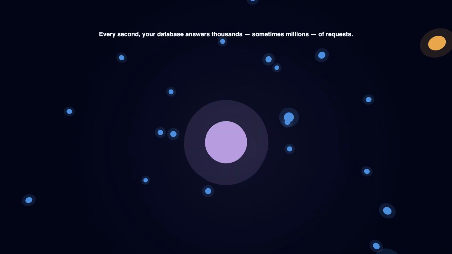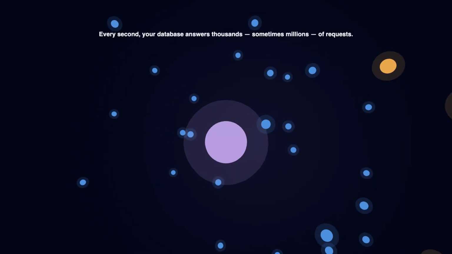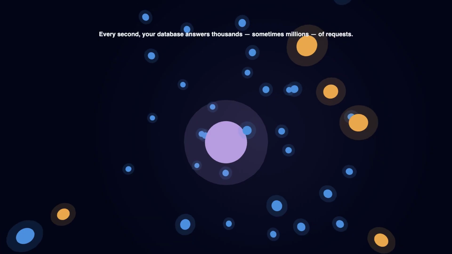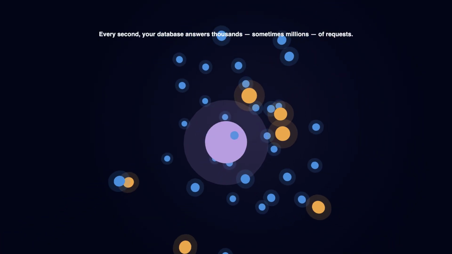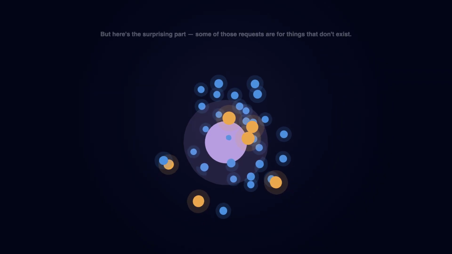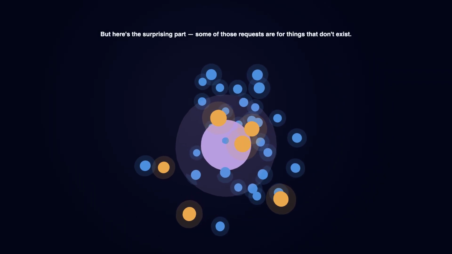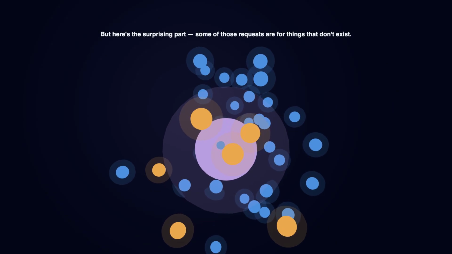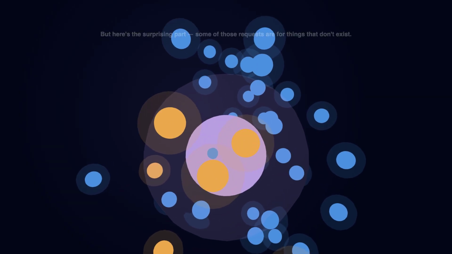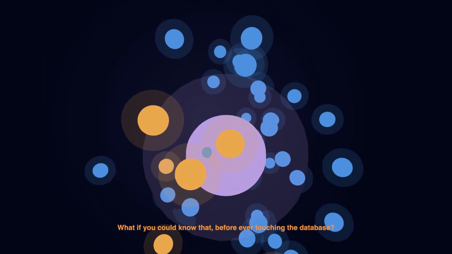Every second, your database answers thousands, sometimes millions, of requests. But here's the surprising part: a huge share of those requests are asking for something that doesn't even exist. A username nobody registered, a file that was never uploaded, a cache key that's already expired. What if you could know that before you ever touch the database? That's exactly the problem a Bloom filter solves.